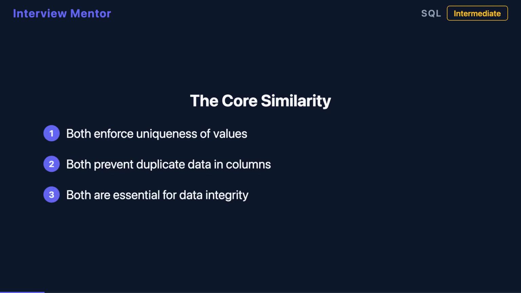First, the common ground. Both primary keys and UNIQUE constraints enforce uniqueness. That means no two rows can have the same value in those columns. They both prevent duplicate data, which is essential for data integrity.